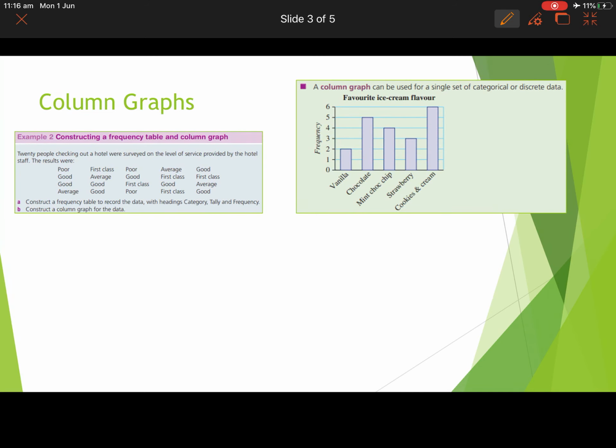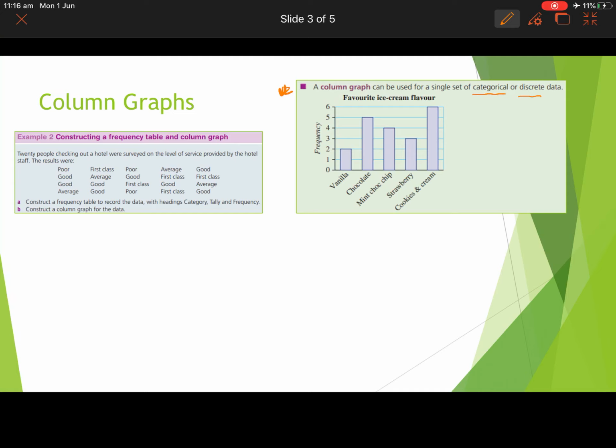A column graph. So over here, we've got the definition. A column graph can be used for a single set of categorical or discrete data. Okay, remember from 5a, categorical data is like different options such as vanilla, chocolate, strawberry, that sort of thing. Discrete data is numbers. So it could be the number of siblings you have in your family. So you might have 0, 1, 2, 3, etc. Okay, so we're looking at numbers.